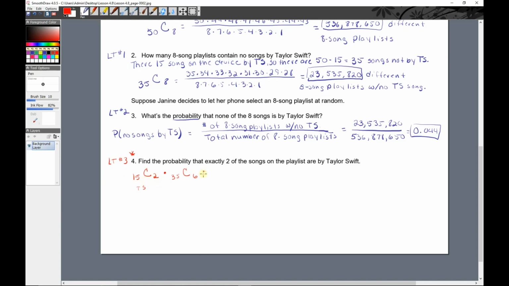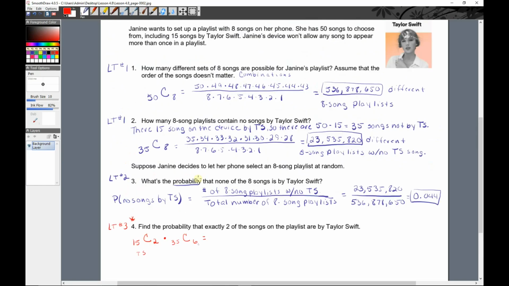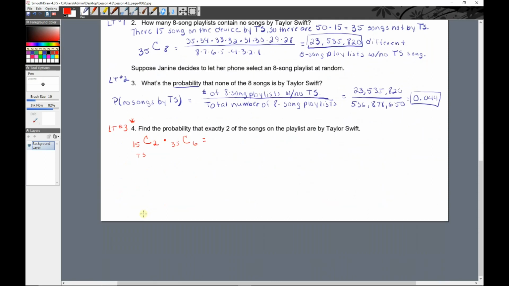Okay? And so it's going to be that and that, Taylor Swift and not Taylor Swift. And if you look at the 15 and 35, that adds up to 50. And if you look at the 2 and the 6, that adds up to 8. And it looks an awful lot like this, only broken down into Taylor Swift and non-Taylor Swift. All right, so let's go ahead and put these into numbers.